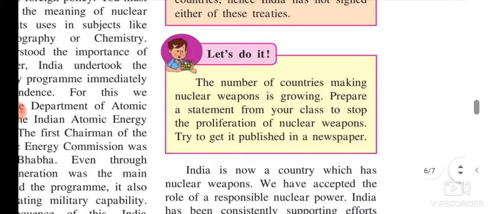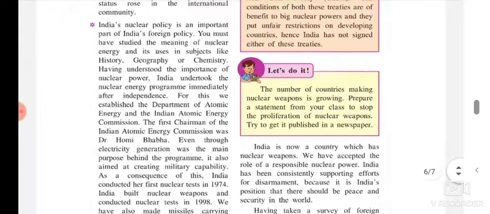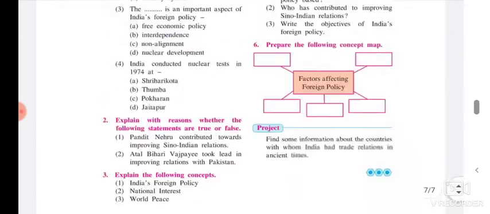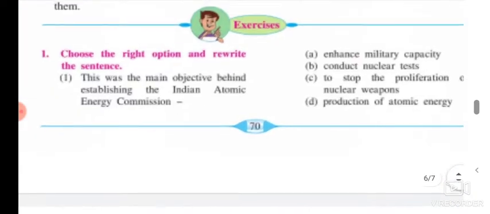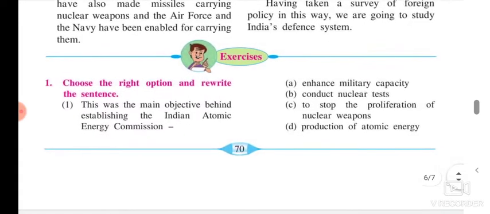Another activity, the number of countries making nuclear weapons is growing. Prepare a statement from your class to stop the proliferation of nuclear weapons. Try to get it published in a newspaper. We'll get into the exercise. I'll read the questions for you.